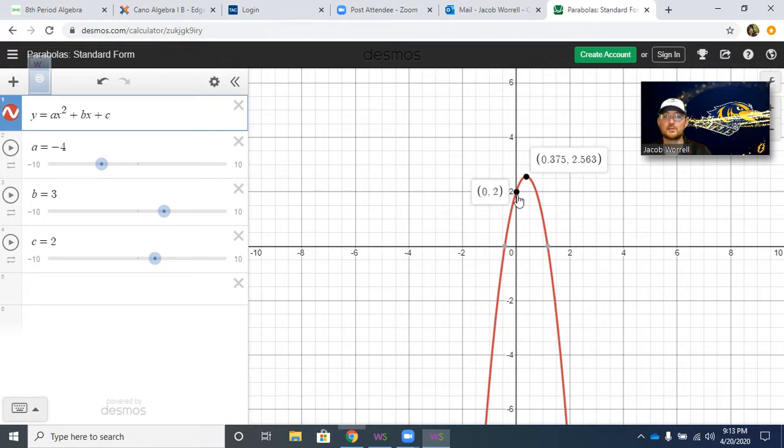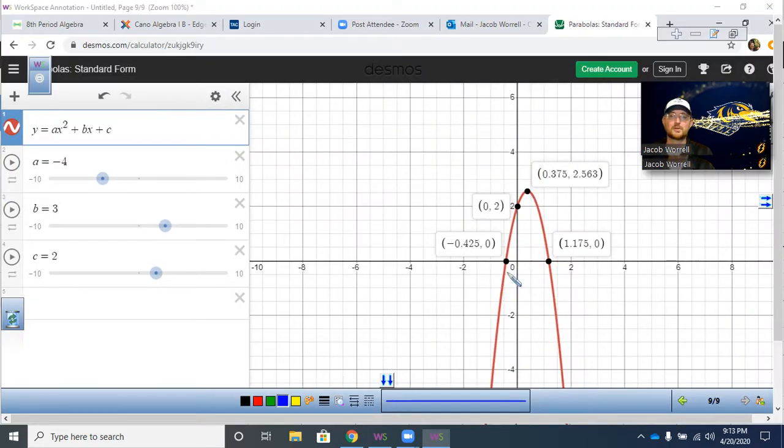And then right here is another key feature. That's going to be my y-intercept because it touches the y-axis at (0, 2). Right here, I've got my x-intercepts at negative 0.425 and at 1.175. My axis of symmetry always goes through the vertex. It splits my parabola in half. So my axis of symmetry here would be x equals 0.375. It's always an equation, so it's x equals whatever the x is for your vertex whenever you're trying to find the axis of symmetry.